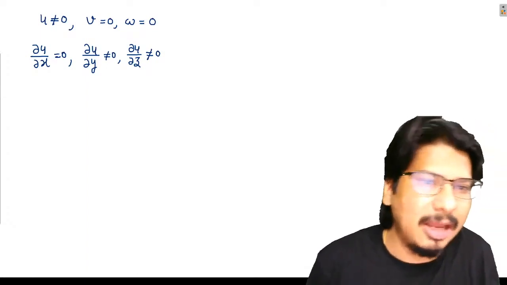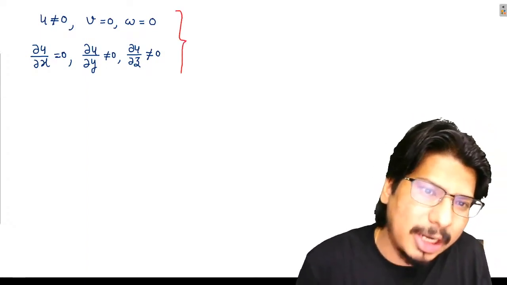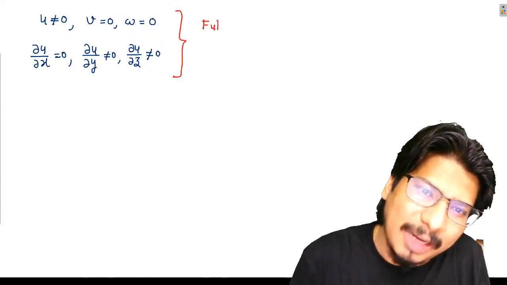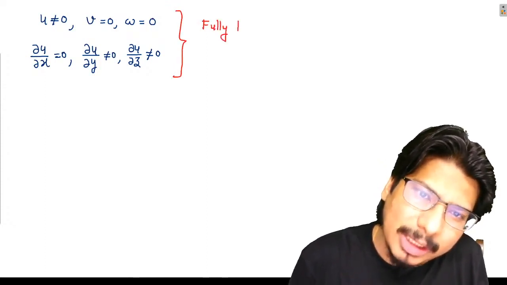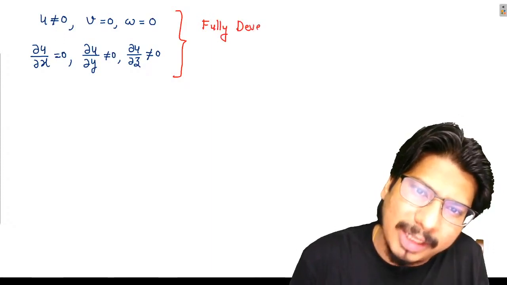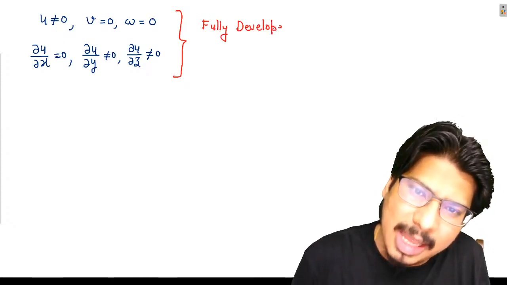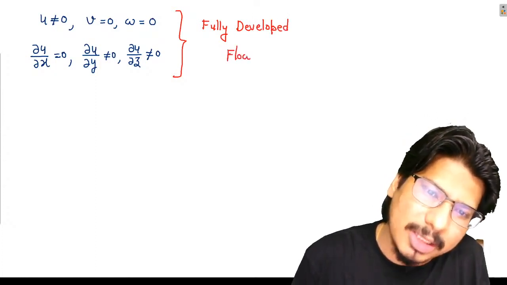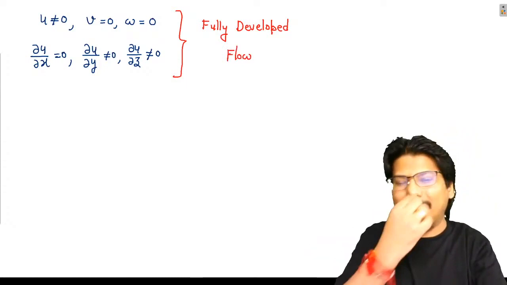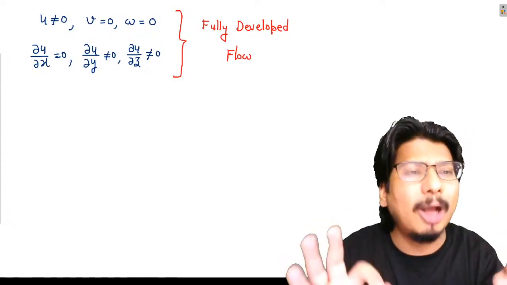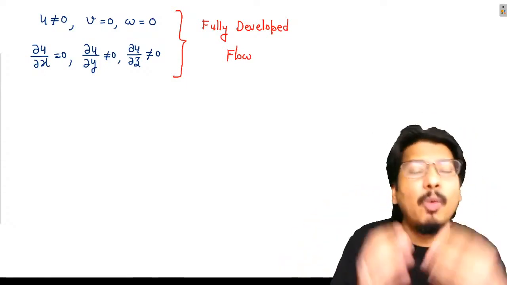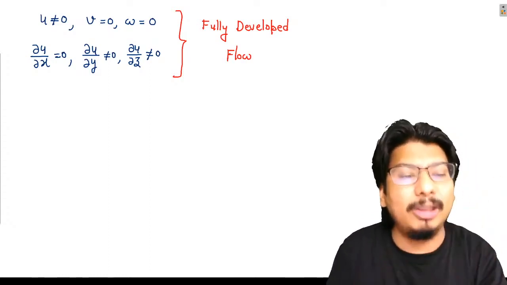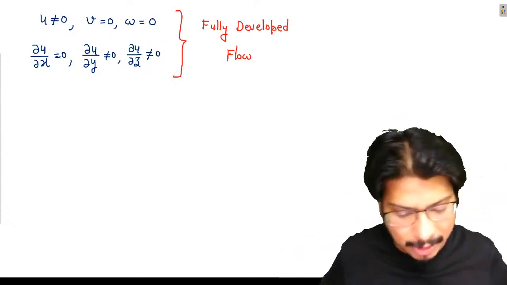For fully developed flow, are you clear with this? If you are able to understand this, then you are able to understand one of the difficult concepts of fluid mechanics. Why in fully developed flow do we have u non-zero but v and w zero? Why do we have ∂u/∂x zero but ∂u/∂y non-zero and ∂u/∂z non-zero? Are you able to understand?